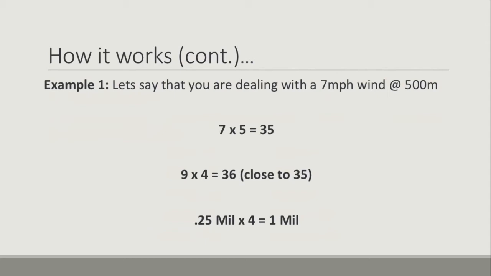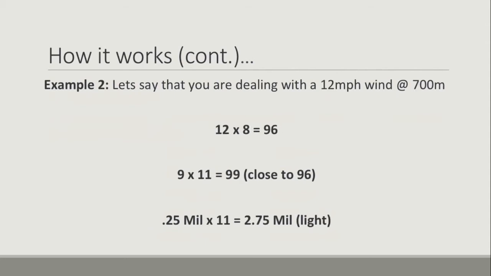Hopefully that makes sense to you. If not, hopefully by the end of this example you will have a good understanding of what I'm trying to explain. In this example, we're dealing with a 12 mile an hour wind at 700 meters. So we've got 12 multiplied by 8 equals 96. How many 9s fit into 96? Well, 9 multiplied by 11 is 99, so that's pretty close. So 11 becomes our magic number. A quarter of a mil, or 0.25 of a mil, multiplied by 11 gives us 2.75 mils.